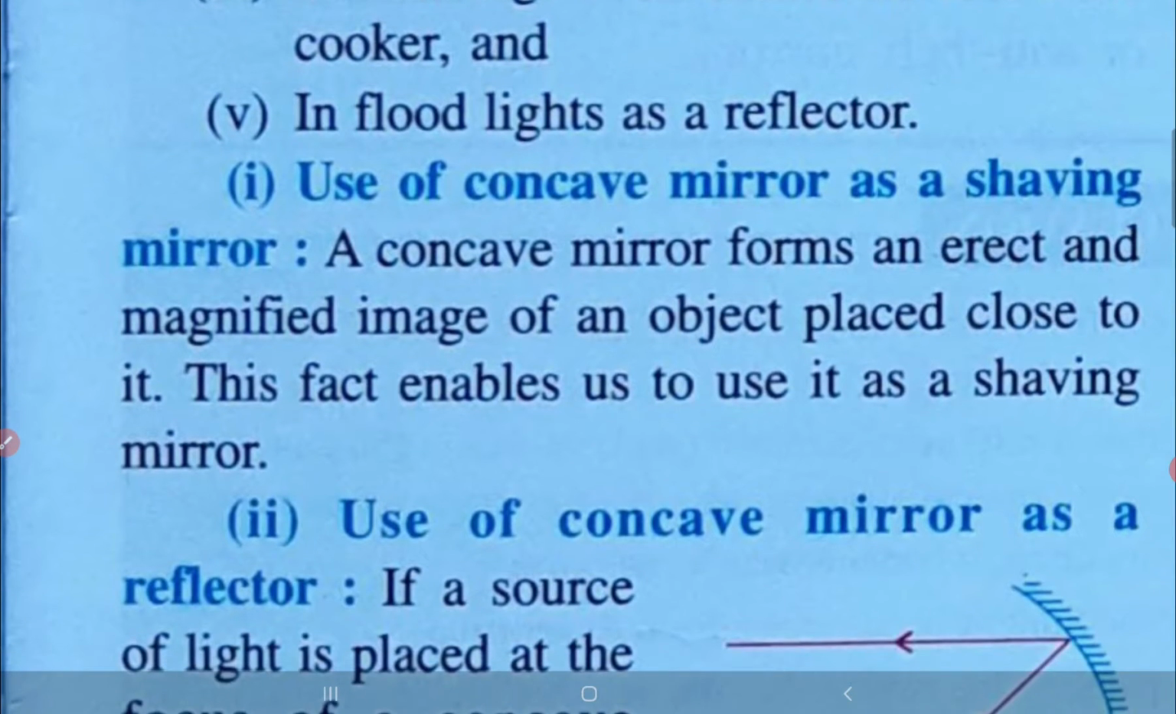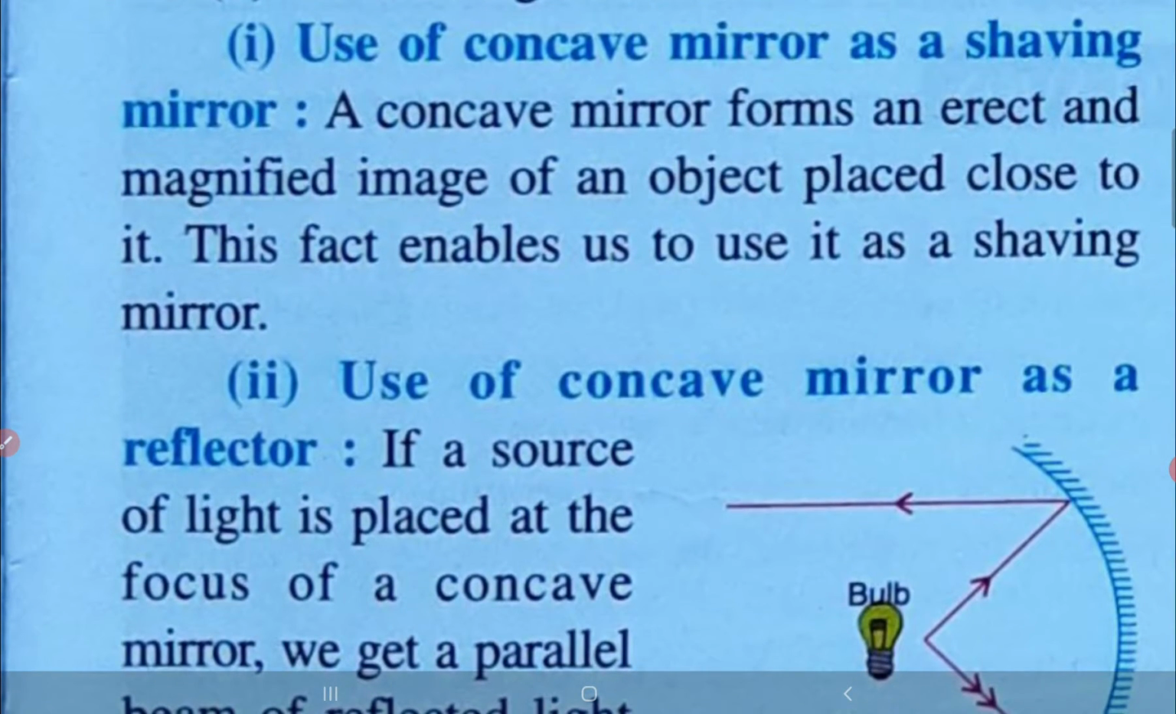The first one is use of concave mirror as a shaving mirror. A concave mirror forms an erect and magnified image of an object placed close to it. This fact enables us to use it as a shaving mirror. The last diagram for the concave mirror, if you remember, we had done in the previous video, where an enlarged image was formed behind the mirror, right? So that diagram is applicable for the concave mirror when it is used as a shaving mirror.